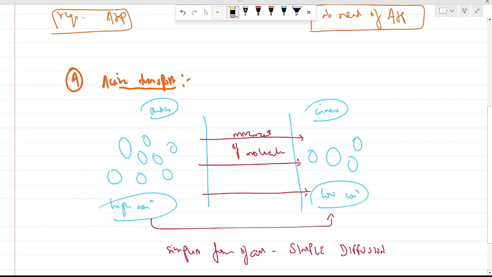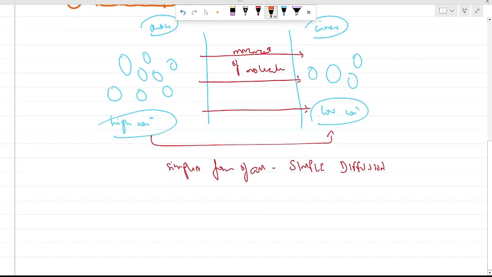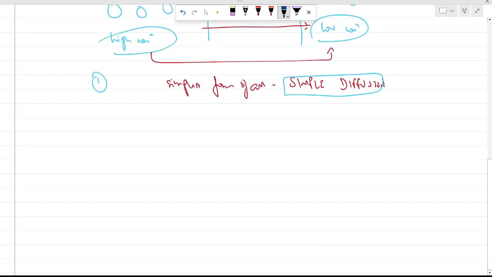Excuse me, what we are discussing here is passive transport. Sorry, I got confused a bit. We are discussing passive transport. Here the first one is the simplest of all, simple diffusion. Simple diffusion is the simplest form of all.